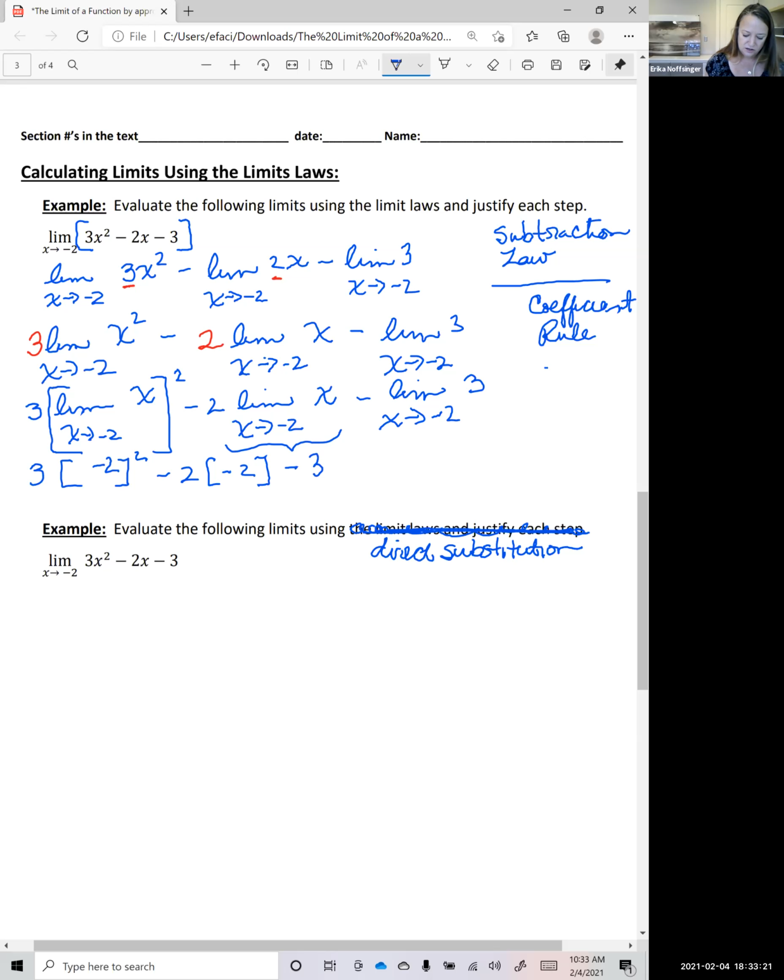So -3. So order of operations, simplify. We have 3 times -2 squared, which is 4. So 3 times 4, -2 times -2, so this is +4 minus 3. So 3 times 4 is 12, 12 plus 4 is 16, 16 minus 3 is 13. I forgot to list, it said to list, so this was your power rule. So I wanted to justify each step. And then those were the basic limit laws.